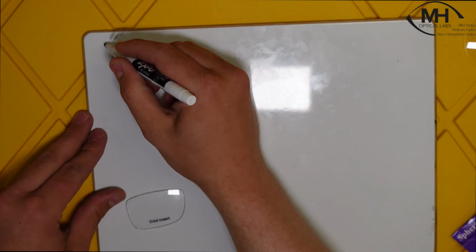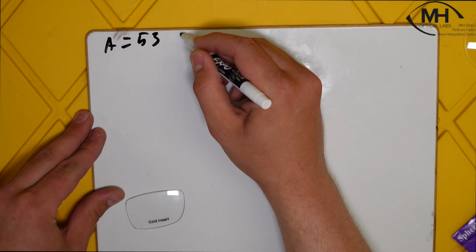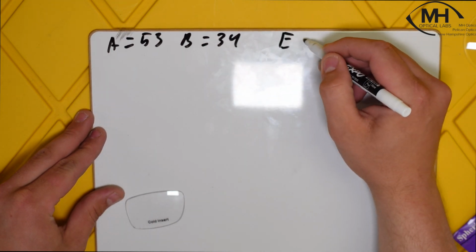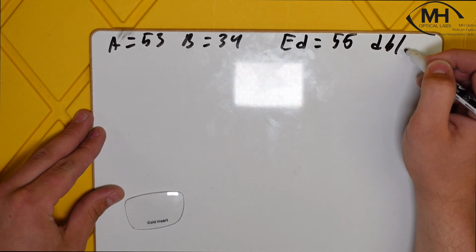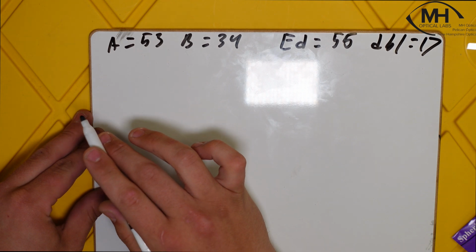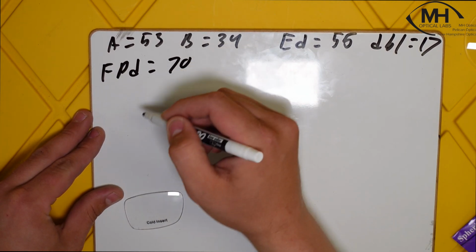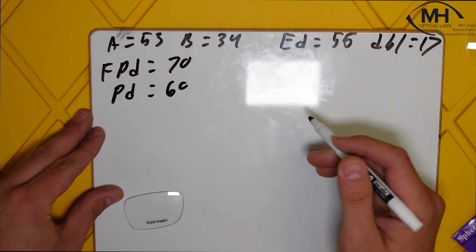Let's take a frame, for example. Let's take an A of 53, B of 34, an ED of 55, and a DBL of 17. So if we add that up, we're going to have a frame PD of 70, and let's give our patient a PD of 60 to make it easy.